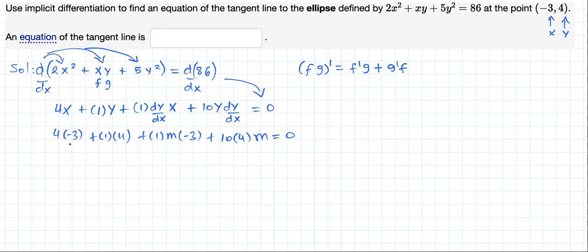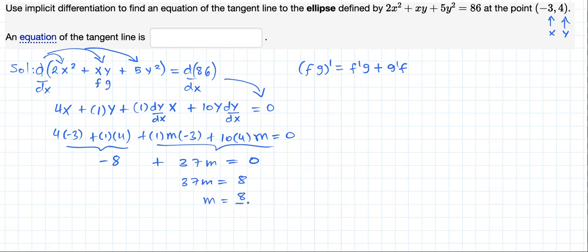4 times -3, -12, plus 4, which is -8, -3m plus 40m, that's just 37m, and that equal to 0. Adding 8 to both sides of this equation, we get that 37m is equal to 8, and dividing both sides by 37, we get that the slope of the tangent line is 8 over 37.